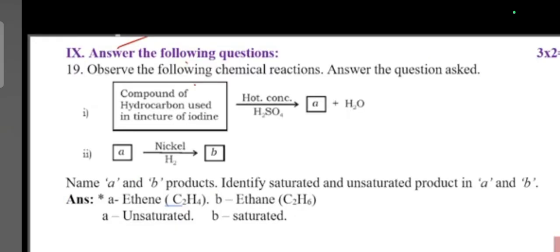Next 2 mark question. Observe the following chemical reaction and answer the following question. Name A and B products. Identify the saturated and unsaturated. Answer is ethene and ethane, this one is unsaturated, this one is saturated.